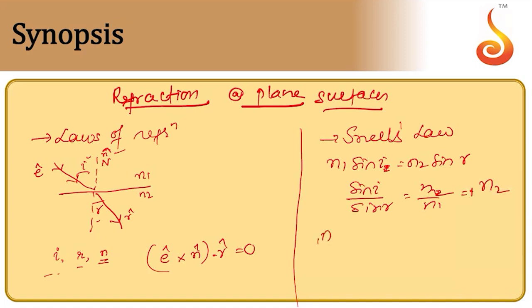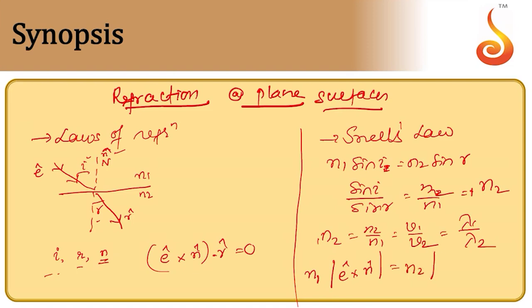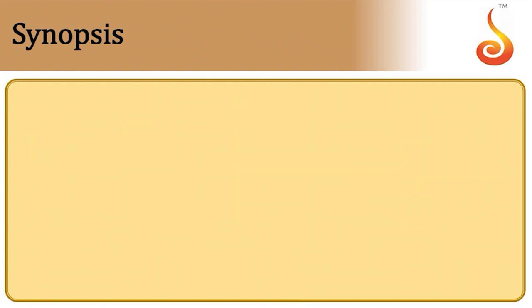And this 1n2, which is n2 by n1, happens to be the ratio of the speeds as given by this equation. n2 by n1 is equal to v1 by v2, or this is also equal to lambda 1 by lambda 2. Actually, this is written in the vector form like this: n1 mod of i cross n is equal to n2 mod of r cross n. Remember this vector representation of Snell's law. Also remember that during refraction there is no change in the frequency of the light.